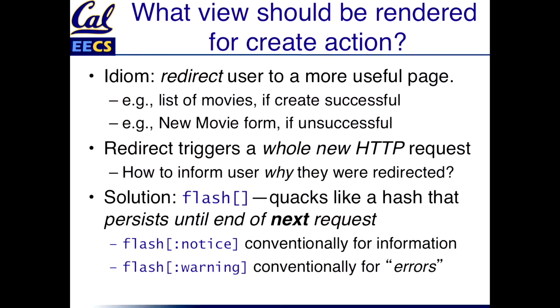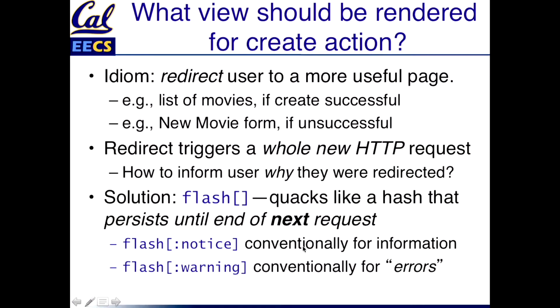And of course, because this is a common problem in SaaS applications, Rails has a way to do it. It's called the flash. It quacks like a hash. That means that you can expect it to do all the things that a normal hash would do, but it's special in that it will persist until the end of the next request, as opposed to just the end of this one. So if I finish this request, before I'm done, I put something into the flash. On the very next request, I can look into the flash and grab out that piece of information, and it will automatically be cleared out for me after that. By convention, typically we use flash notice for information and flash warning for error messages, but that's purely a convention.